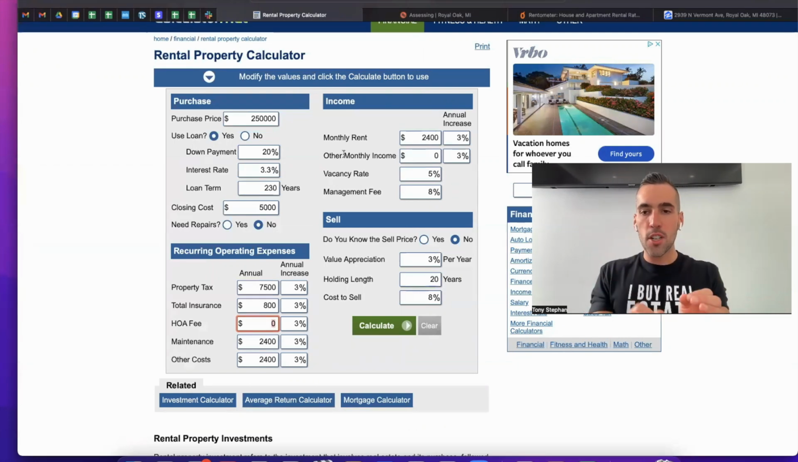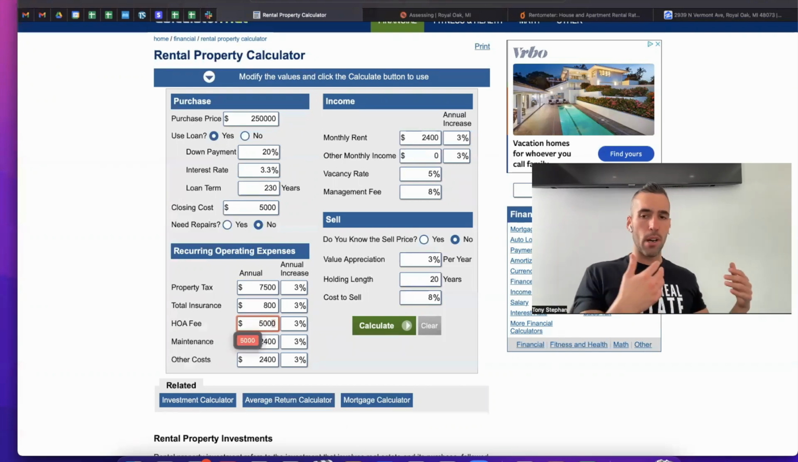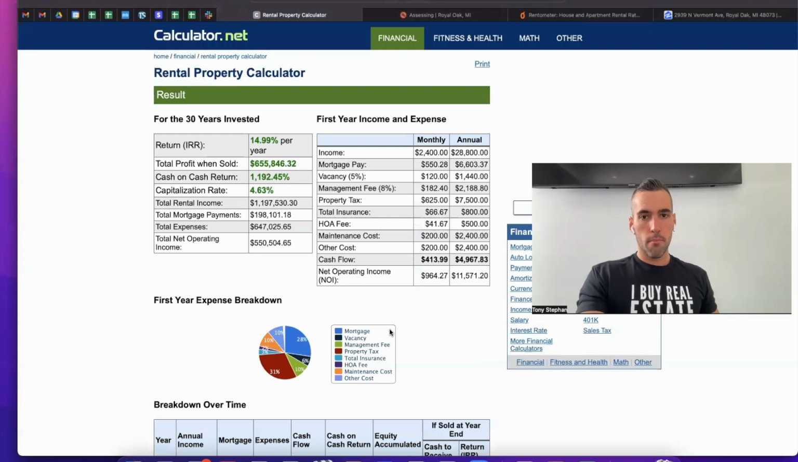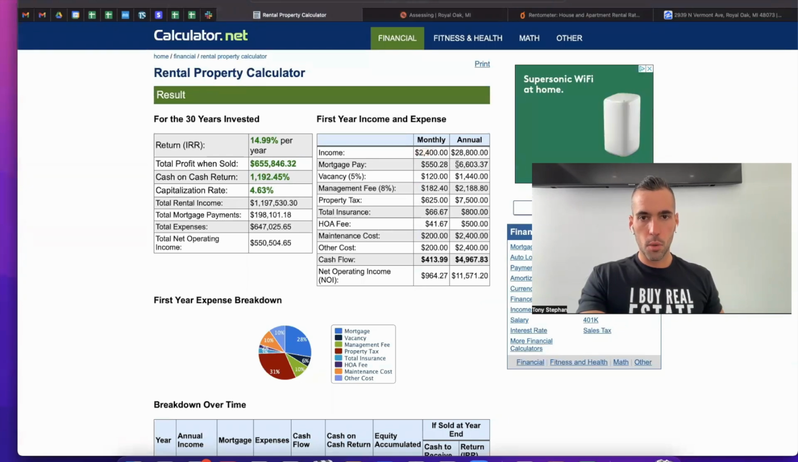But don't you dare just assume zero utilities until you confirm with the agent and you confirm with the property manager for the lease, okay? I would at least put a fudge factor of $500 for something random in there. Value appreciation, 3%. You don't have to really worry about this. It'll show you what it goes up with, but that's all determinate. Let's run the numbers. Bam, it shoots it out and shows your income: 2,400.